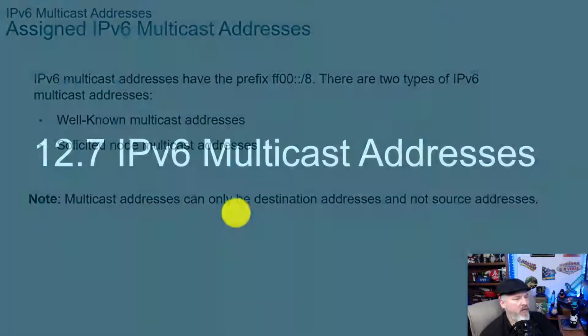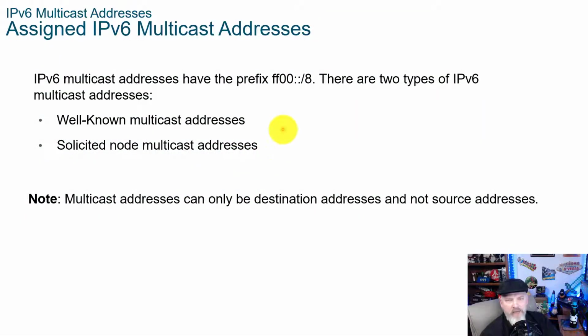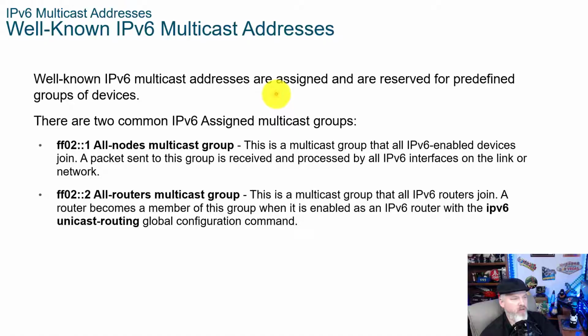The v6 multicast addresses. v6 multicast addresses have the prefix of FF00::/8. There's two types of v6 multicast addresses: well-known multicast addresses and solicited node multicast addresses. Multicast addresses can only be destination addresses and not source addresses. Well-known v6 multicast addresses are assigned and are reserved for predefined groups of devices. There's two common v6 assigned multicast groups.